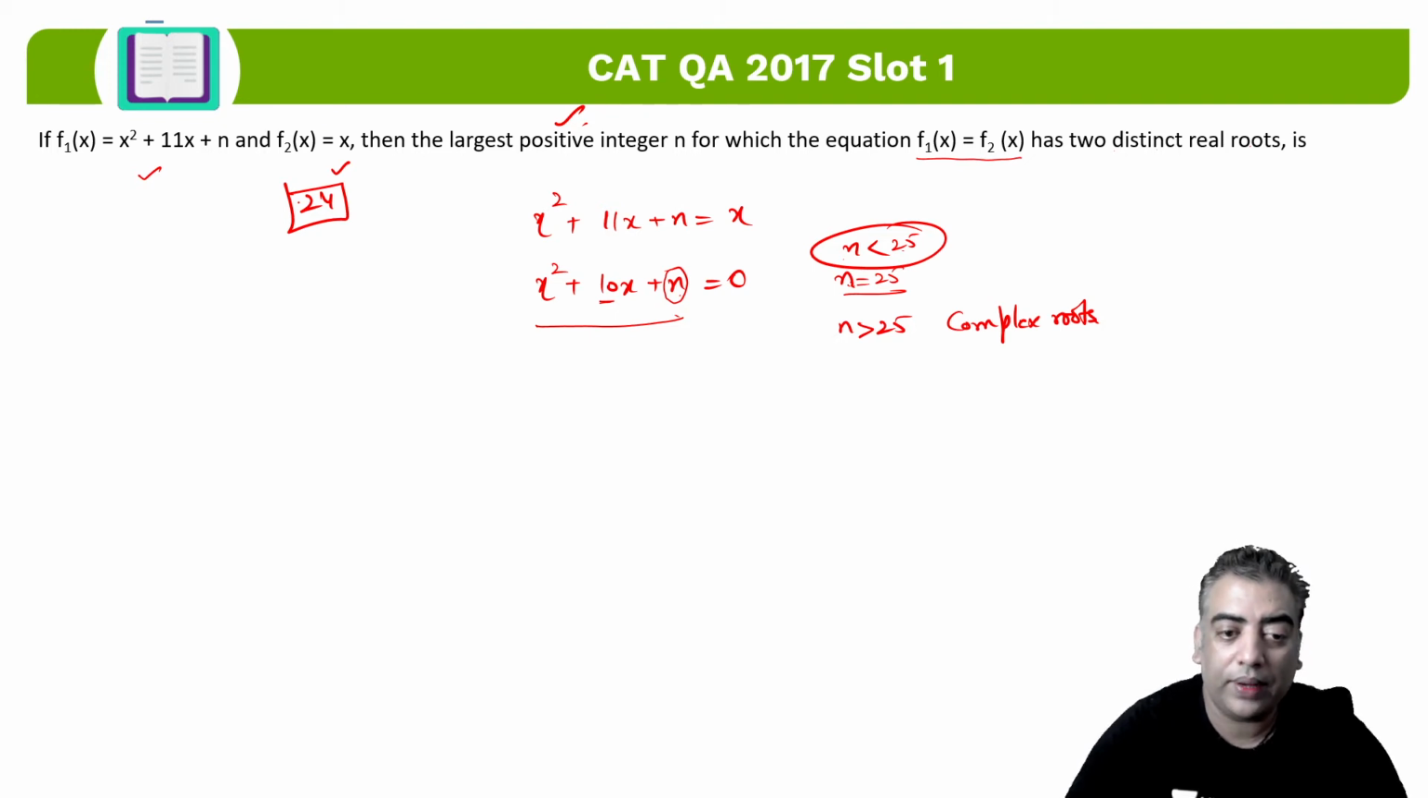So this is a very very important concept that I have just discussed here. Please keep that in mind to make your calculation very easy and quick in this case. You did not need to put the discriminant greater than equal to 0 and simplify the whole equation.